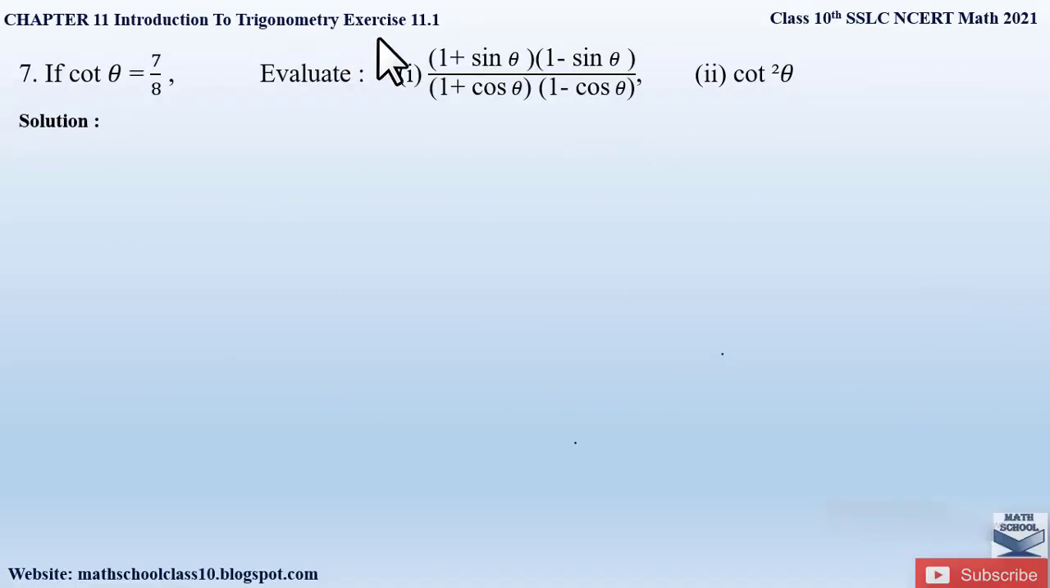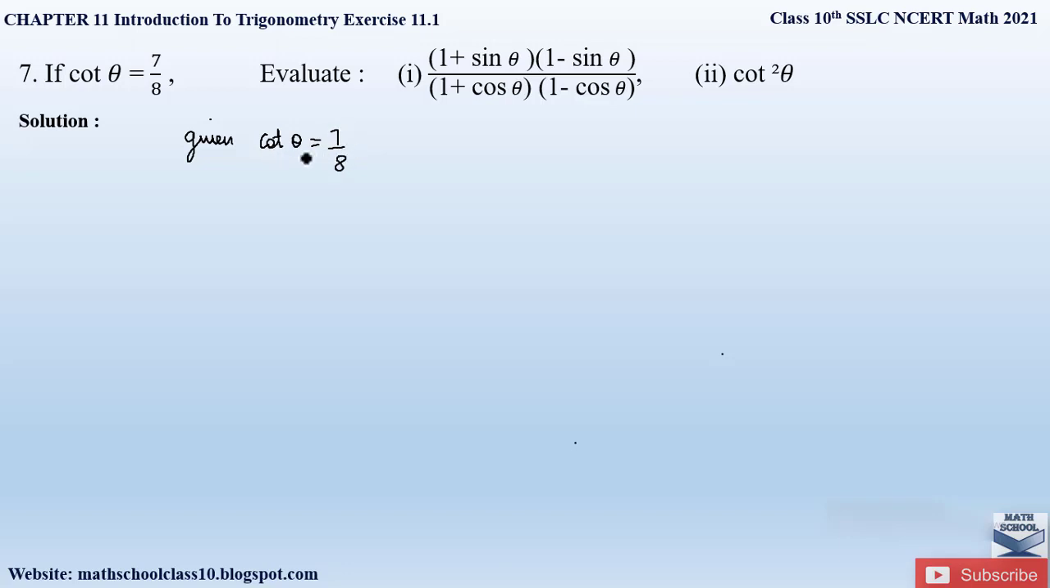Question number 7 from exercise 11.1, chapter 11, Introduction to Trigonometry says, if cot theta equal to 7 by 8, evaluate. The first part of the question is (1 plus sin theta) into (1 minus sin theta) divided by (1 plus cos theta) into (1 minus cos theta), and the second part of the question is cot square theta. So let us first write down what is given in the question. They have given us cot theta equal to 7 by 8.